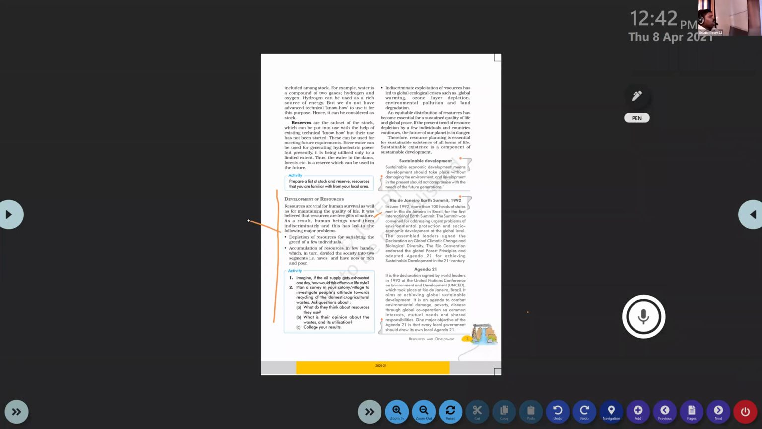Underline and write down. What are the problems created by indiscriminate use of resources? Write down the question. Write down the problems created by indiscriminate use of resources. Got the question? Repeating again. Write down the problems created by indiscriminate use of resources.